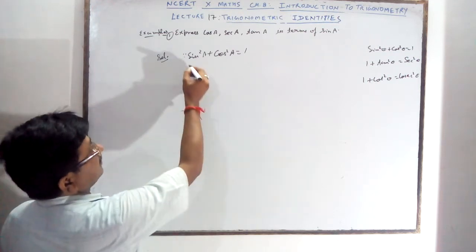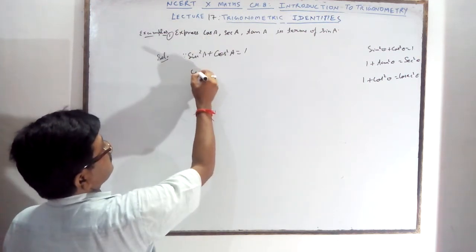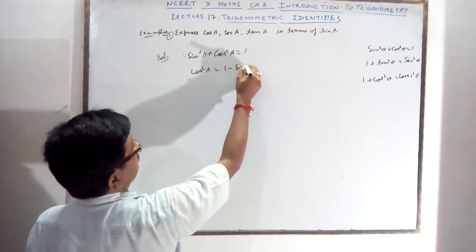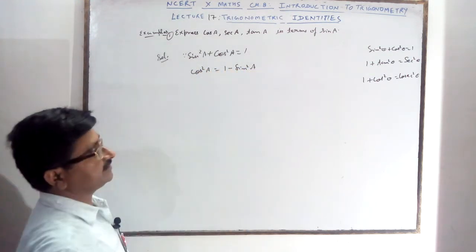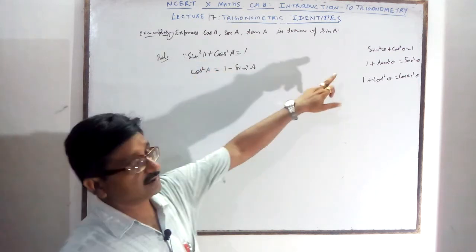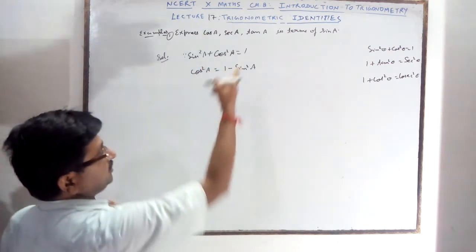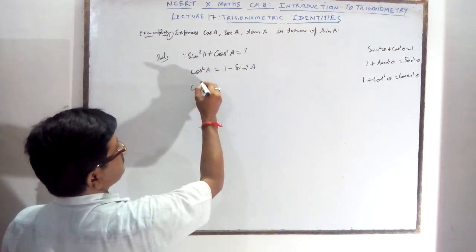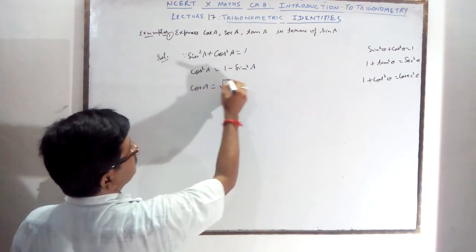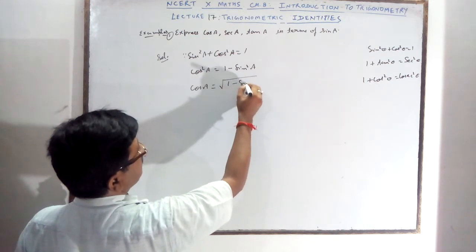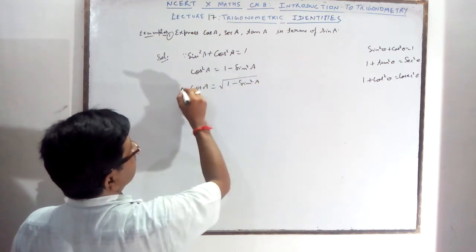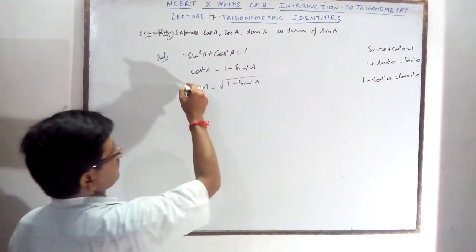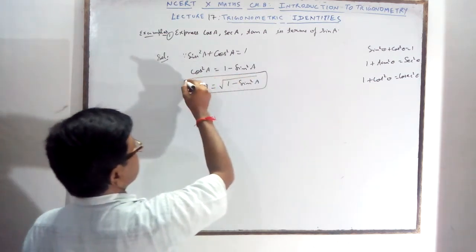Then you want cos, so cos square A is equal to 1 minus sin square A by the identity. No need to mention this is an identity, directly you can write it. But you don't want the square, so cos A is equal to the square root of 1 minus sin square A. It is your first answer, cos in terms of sin.